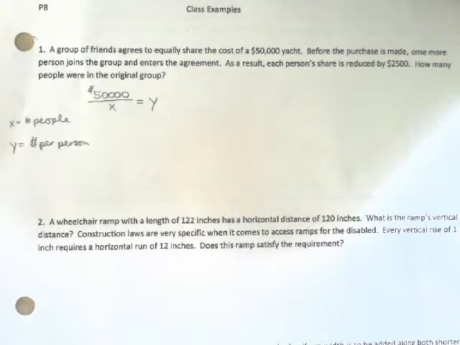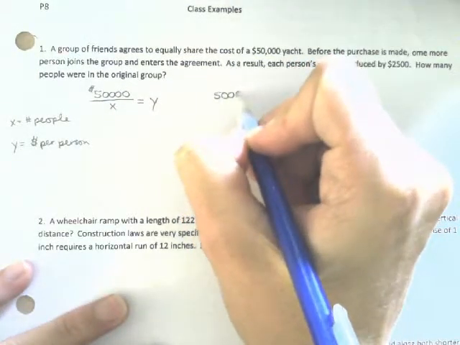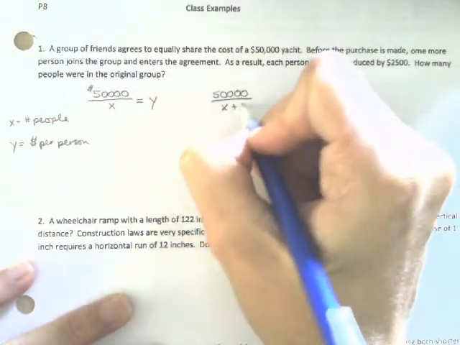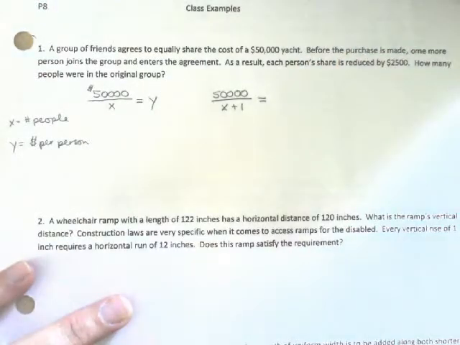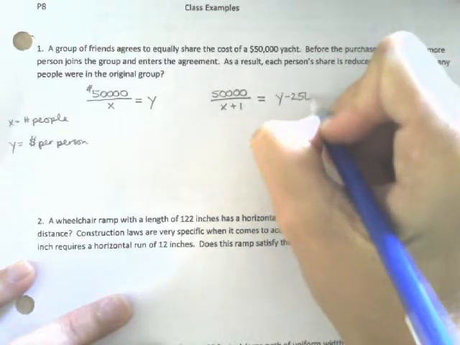But then the equation changes because someone else joins the group. Right now we already have 2 unknown variables. There's no way to solve for 2 unknown variables unless you have 2 separate equations. So we have to write a separate equation for how this scenario has changed. So if we added a person, now what is the 50,000 divided by? Very good, X plus 1. And if each person's share is reduced by $2,500, what does this all equal? Very good.